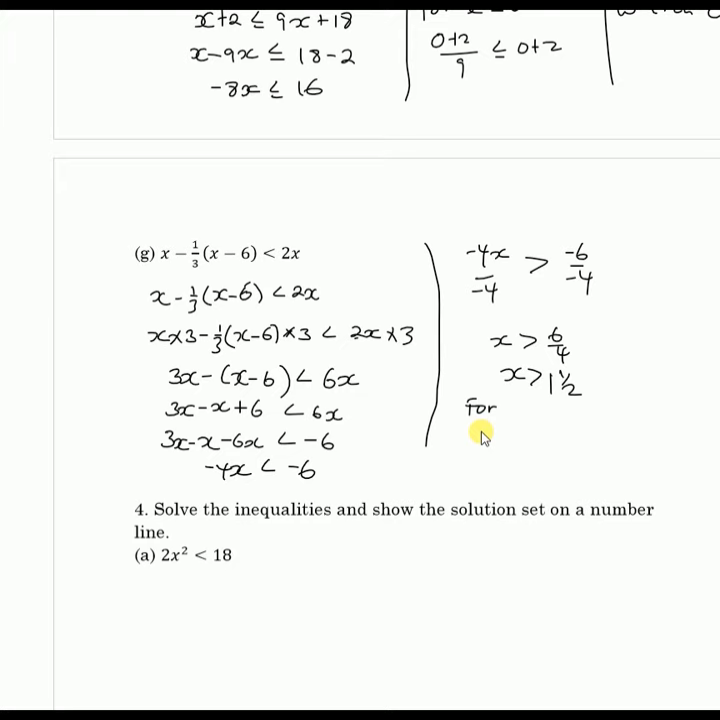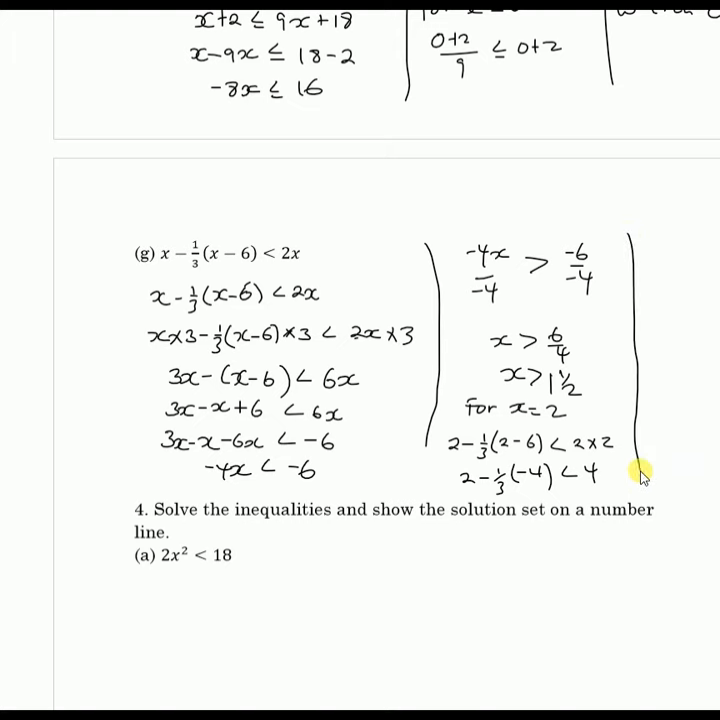I cannot use a 0 because 0 is less than that, and this one is greater than 1.5. So I shall use x equal to 2 this time around. So when I use that, I have x, which is 2, minus 1 over 3 into (2 minus 6) is less than 2 times 2. 2 minus 1 over 3, this one is 2 minus 6, that is negative 4, less than 4. This one is 4, it is less than 4.